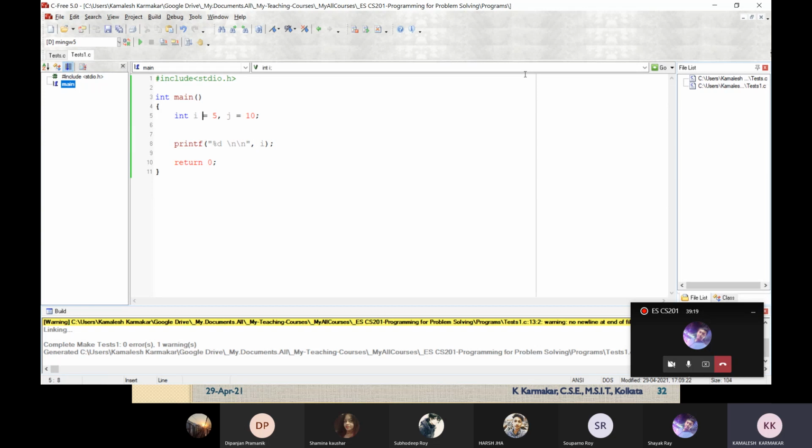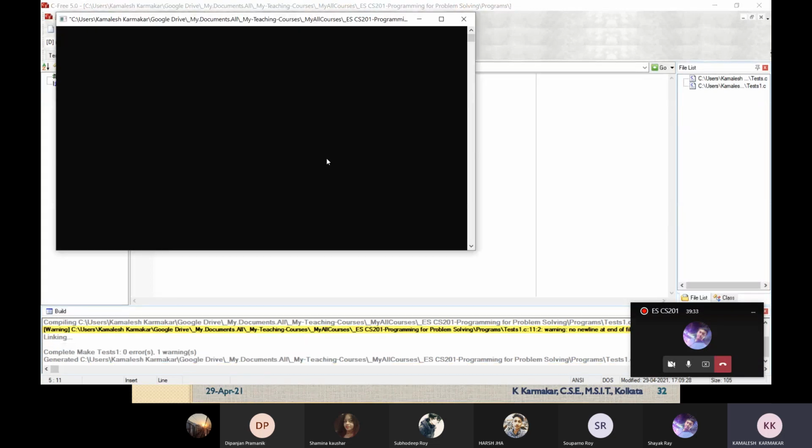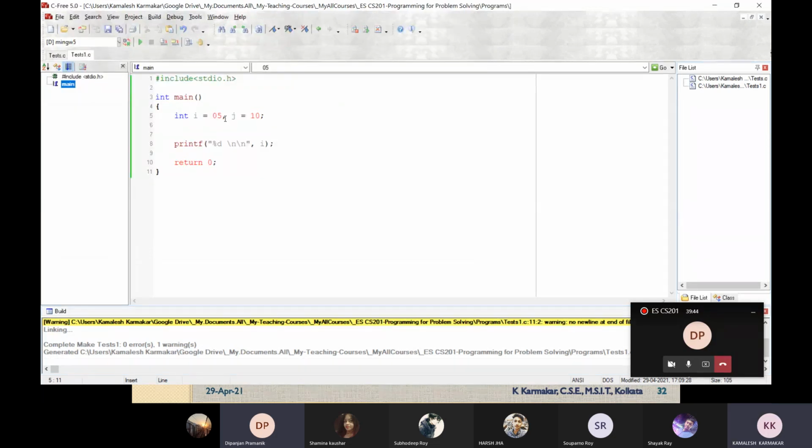Can I write I equals 05? Yes, sir. Why? So it means basically 5. The compiler thinks it is only 5 and ignores the 0. If I write 050, then it will respond to that 0. It will consider it 50.